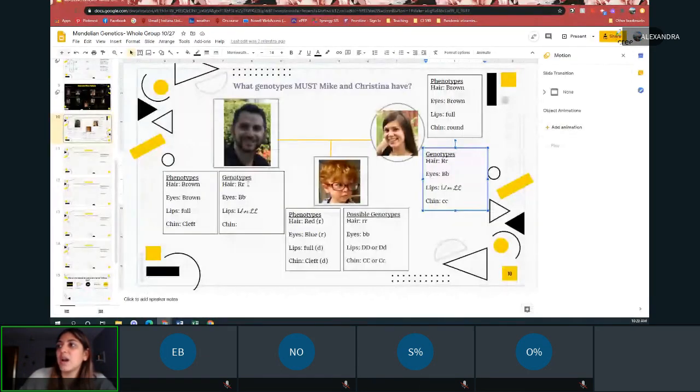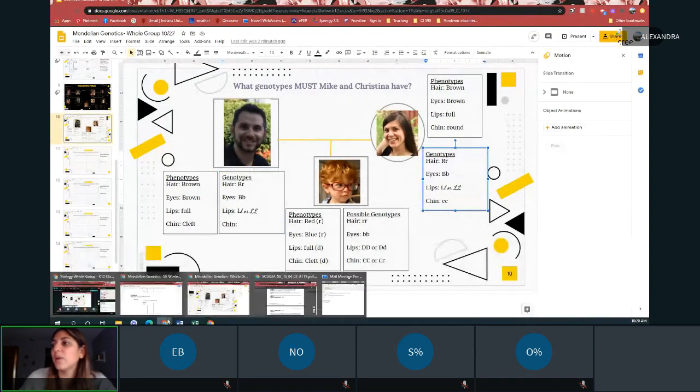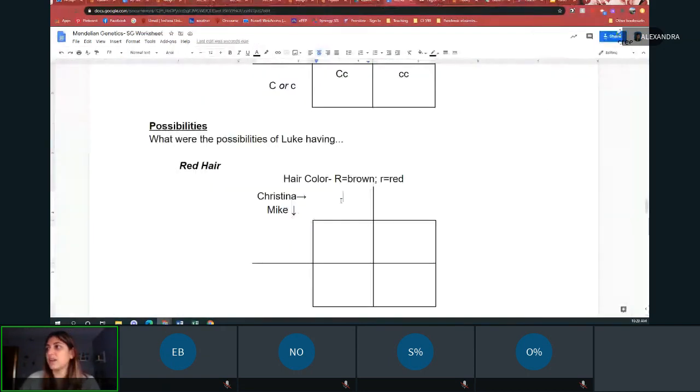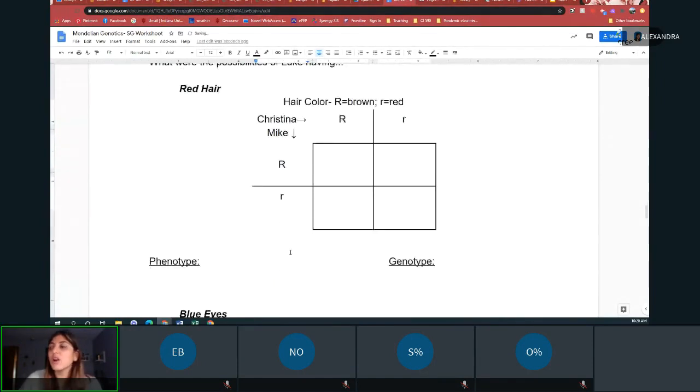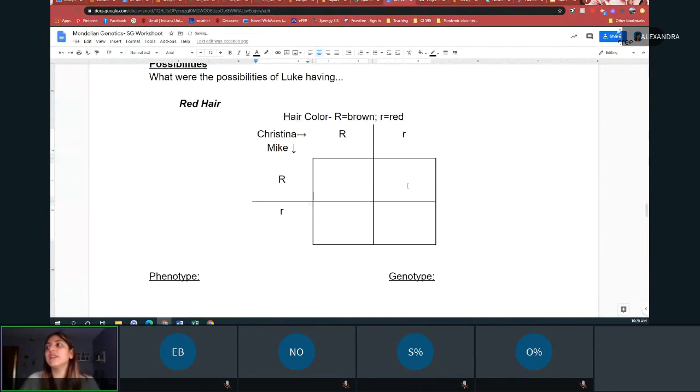So let's take a look at Michael and Christina's genotype. We know that it's big R, little r for both of them. They're both heterozygous. So let's go ahead and type that into our squares. We're going to have Christina on the top and Michael on the side, and we're trying to find what the possibilities are. So go ahead and on your own, fill out the Punnett square. Remember that we want one from mom and one from dad.